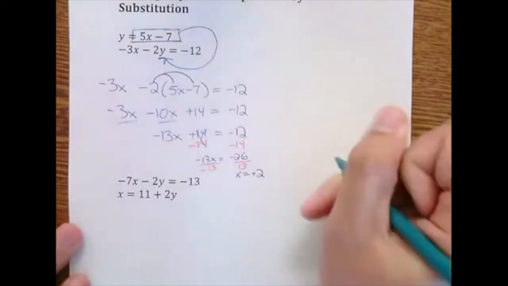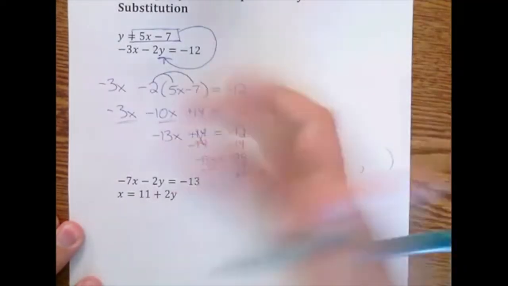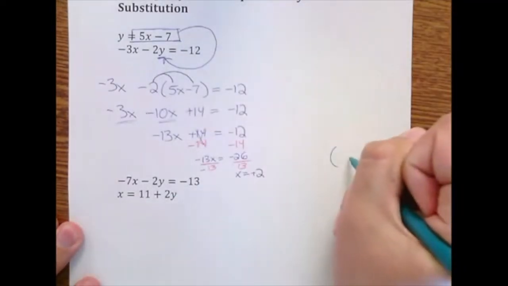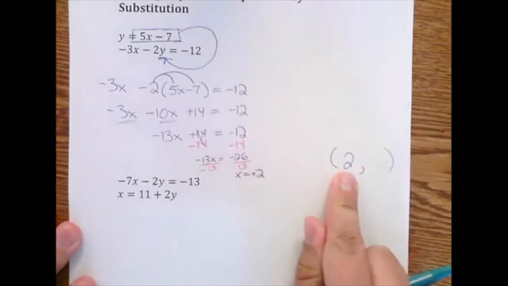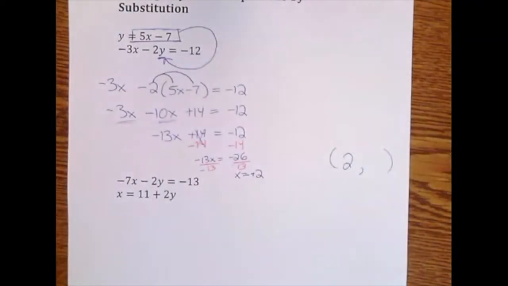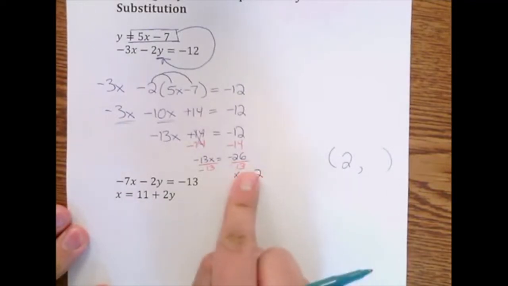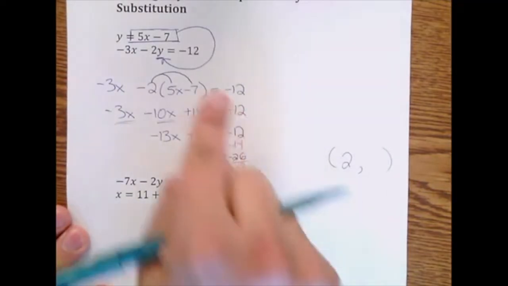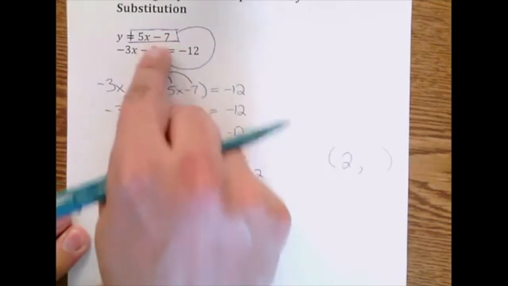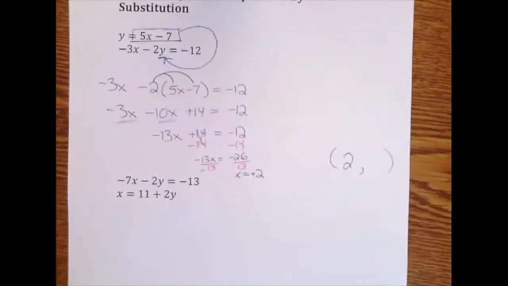Now, remember, when we're solving systems, we're looking for the coordinates here, so the x and y coordinate. Right now, I just have x is 2, so I've got to figure out y. What you're going to do is take whatever variable you just found, either x or y, and plug it back into either of your two original equations. It doesn't matter which one. You're going to plug your x into it and use that to solve for y.